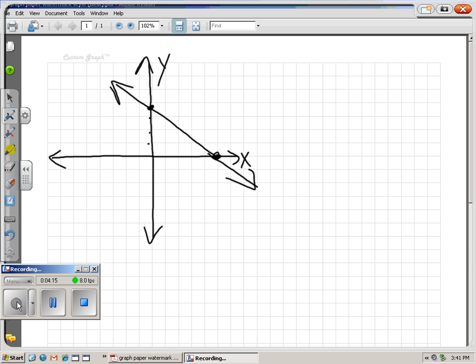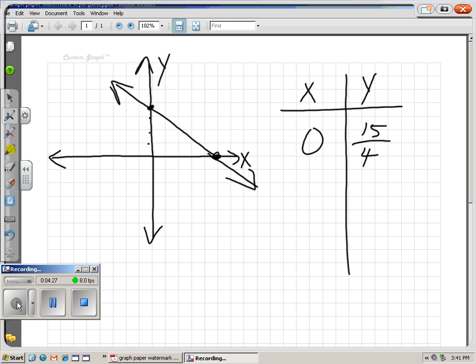Another thing I want you guys to be aware of is the x and y intercepts are easy to spot in a table. If you have 0 for your x, then whatever that y value is next to the 0, that must be your y-intercept. And if you have 0 for your y, then whatever that number is by the y, that must be your x-intercept. So you can spot x and y intercepts in a table very easily just by looking for the zeros.